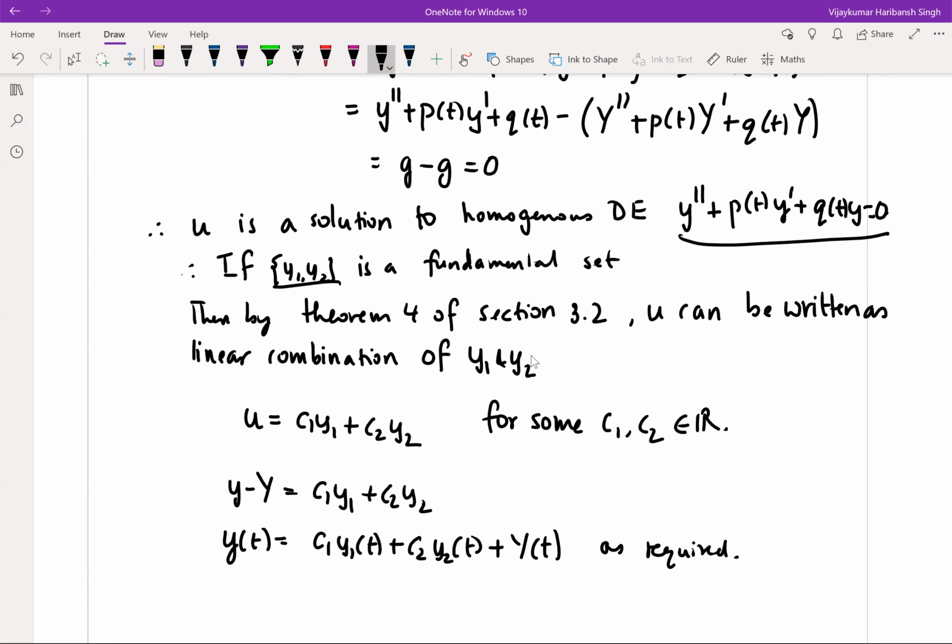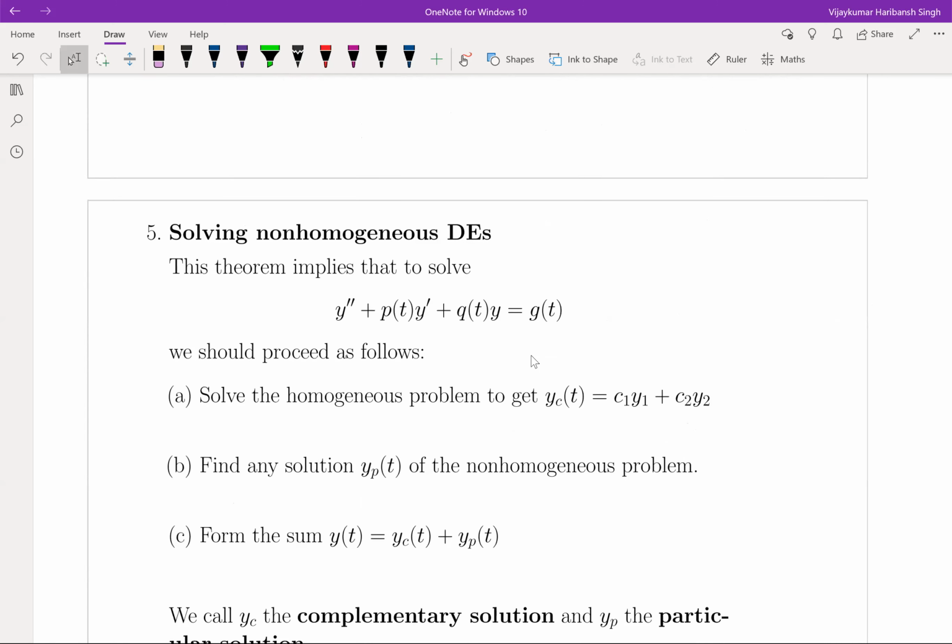So let's understand the implication of this theorem. This theorem tells us how to solve the non-homogeneous differential equation y double prime plus p of t y prime plus q of t y equals g of t. So how are we solving it? First, we take g as 0 and solve the homogeneous differential equation. You solve for it and find a fundamental set of solutions. So if y1 and y2 are a fundamental set, then you get yc, which is basically c1 y1 plus c2 y2.